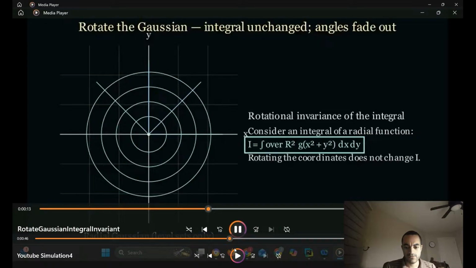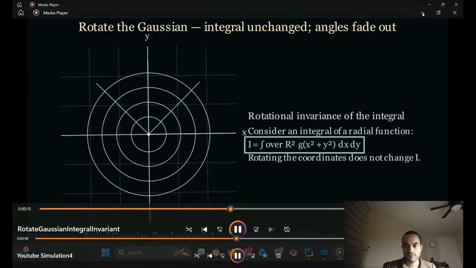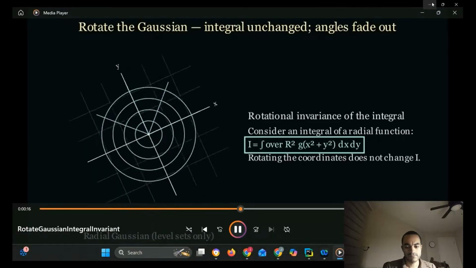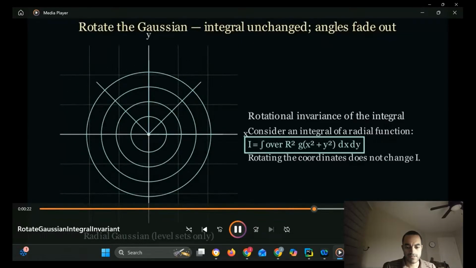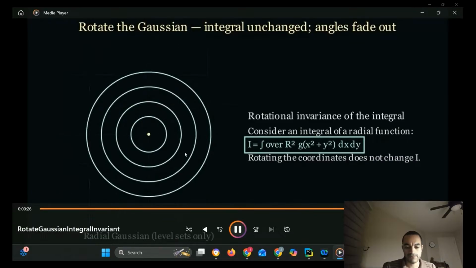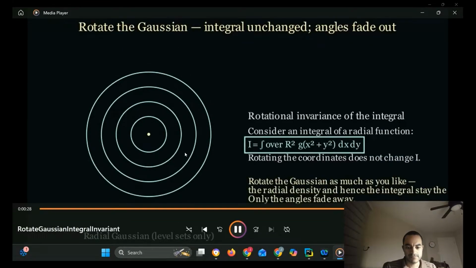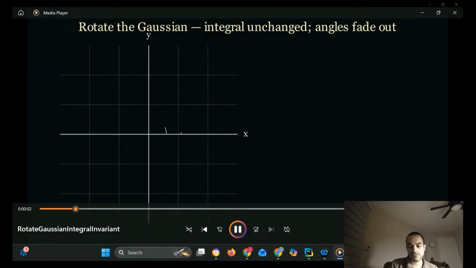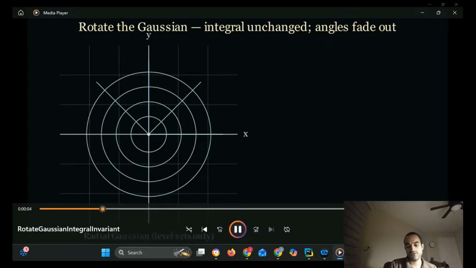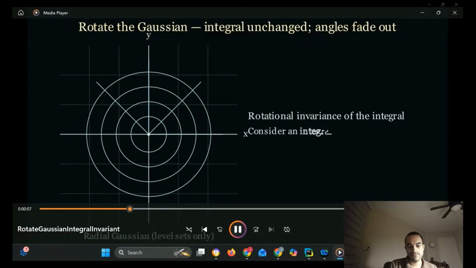All right. So again, let me just put it halfway. I'm going to do this halfway here. Just 1 second. As you can see, rotating doesn't make a difference. So that means the angle doesn't make a difference. So the angles are pretty much faded out. Rotating the Gaussian doesn't matter how much you do it. The radial distance is what matters. The angle doesn't matter as much.